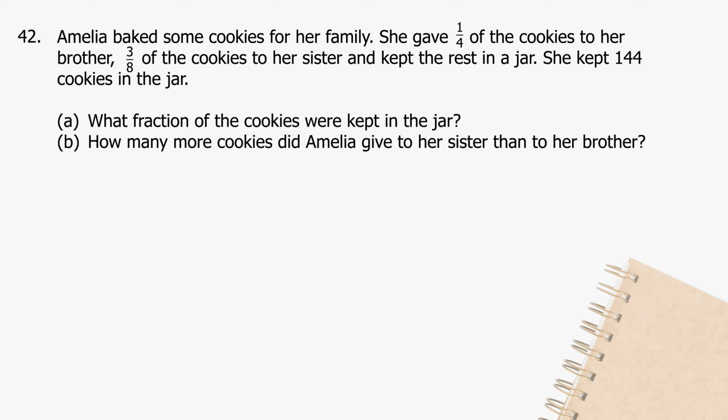Question 42. Amelia baked some cookies for her family. She gave 1/4 of the cookies to her brother, 3/8 of the cookies to her sister, and kept the rest in a jar. She kept 144 cookies in the jar. A. What fraction of the cookies were kept in the jar? B. How many more cookies did Amelia give to her sister than to her brother?